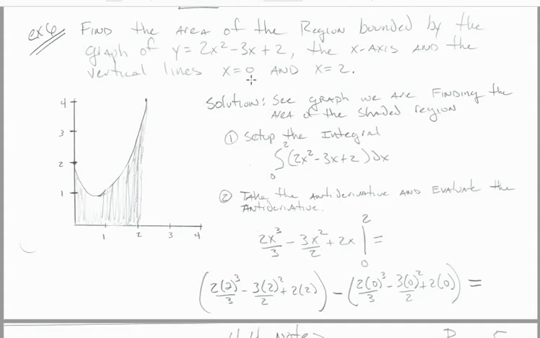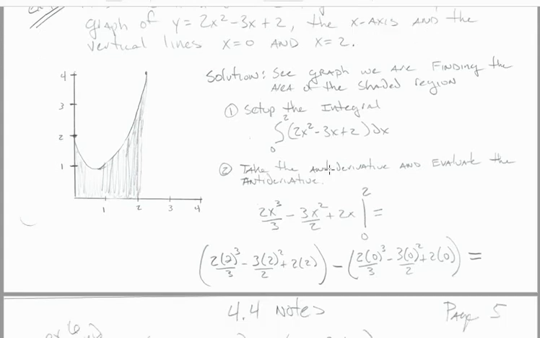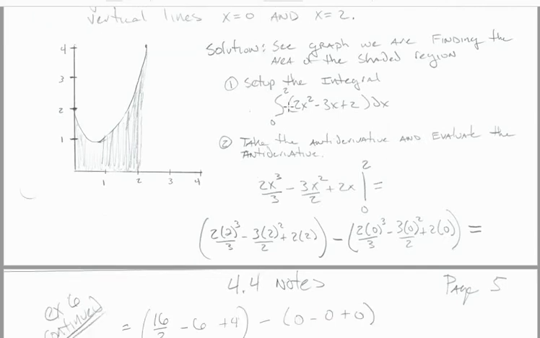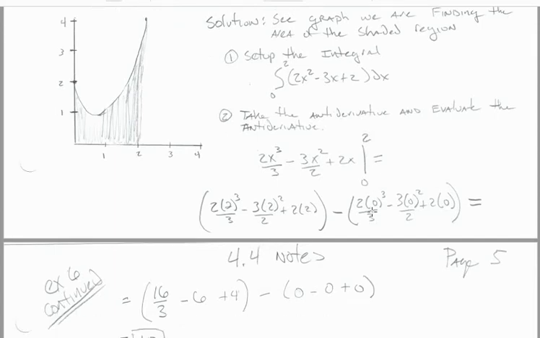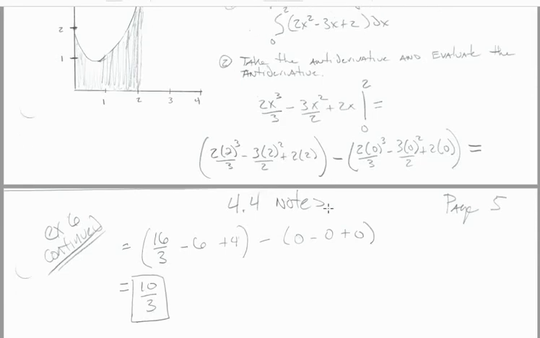So those are on our integral. Our lower limit is 0. Our upper limit is 2 of this function here. So we really just have to set up the integral. So we're going to go from 0 to 2 of 2x squared minus 3x plus 2 dx. Now it's the same thing that we've been doing. We're going to take the antiderivative of that function and evaluate it at the upper limit and the lower limit. So we're going to substitute 2 into the antiderivative and 0 into the antiderivative.